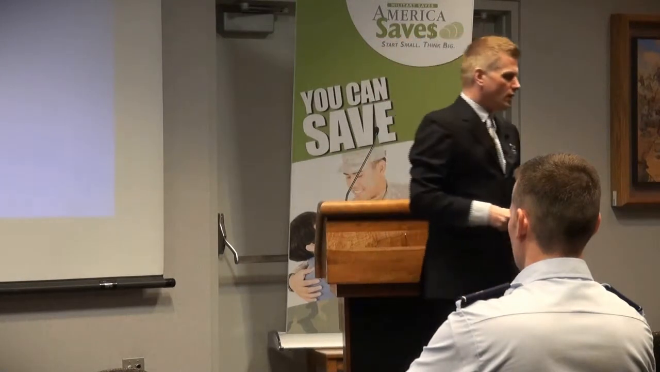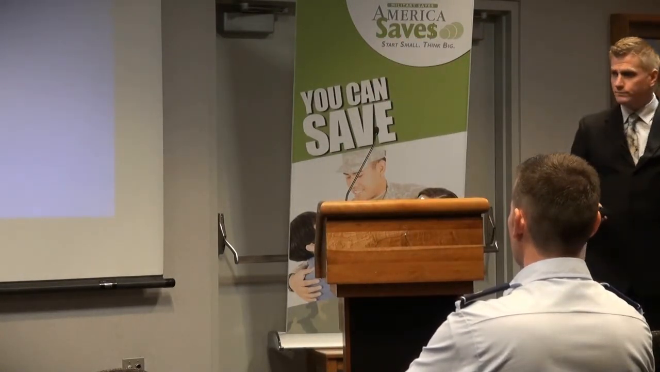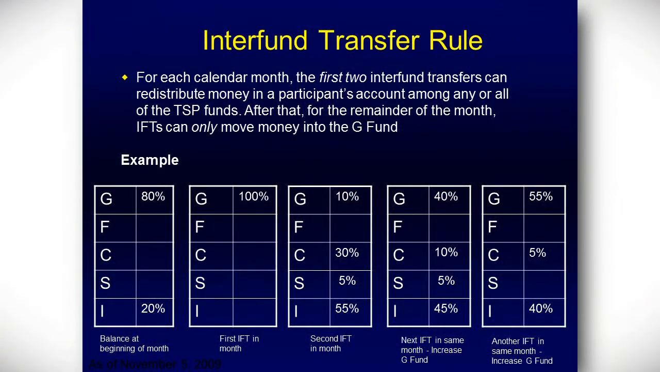The IFT rule of 2 IFTs per month was implemented a couple of years ago. So that means you can elect 2 IFTs per month in any direction you want to go. And then you're essentially done for that month. This example shows a person moving out of the I fund into the G fund.